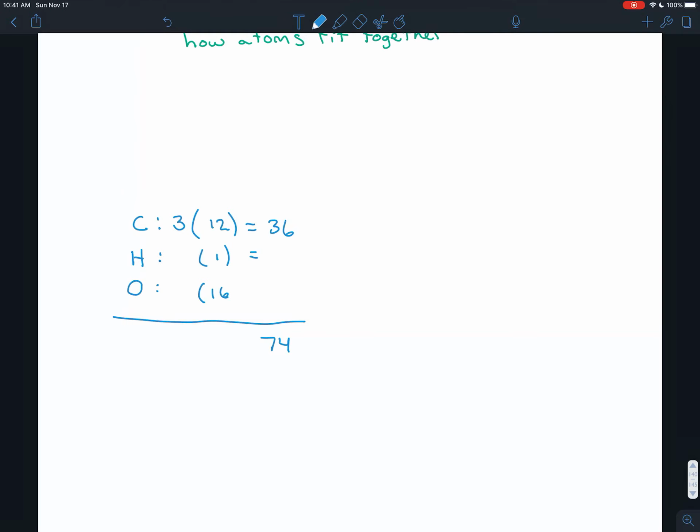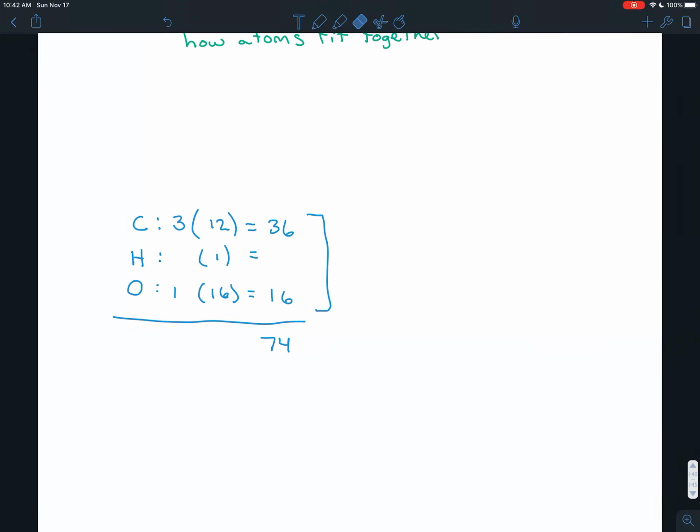Well, oxygen weighs 16 mass units. What if we just put 1? Then we'll have 16, and together, 36 plus 16 is 52. So we have 52, we need 74. That means that we would have to have 22 units coming from the hydrogen. Can we fit 22 hydrogens on 3 carbons and 1 oxygen? No. So we have to go back to the drawing board.